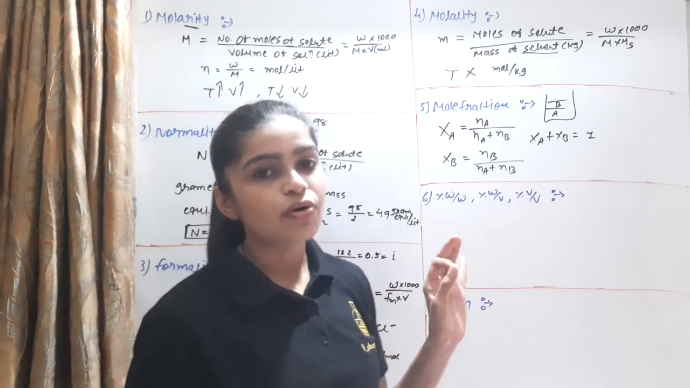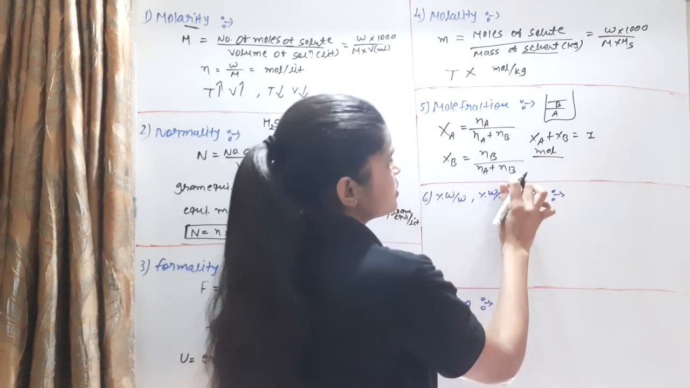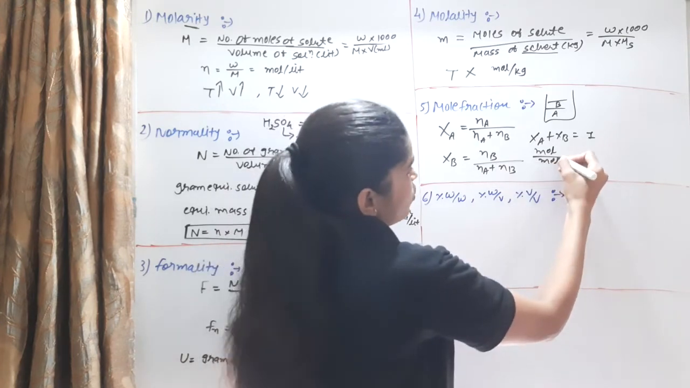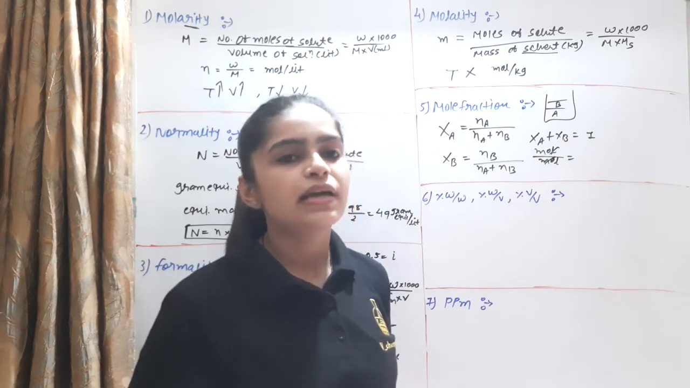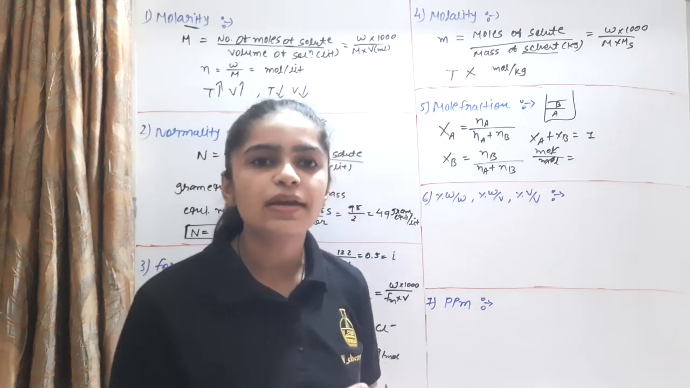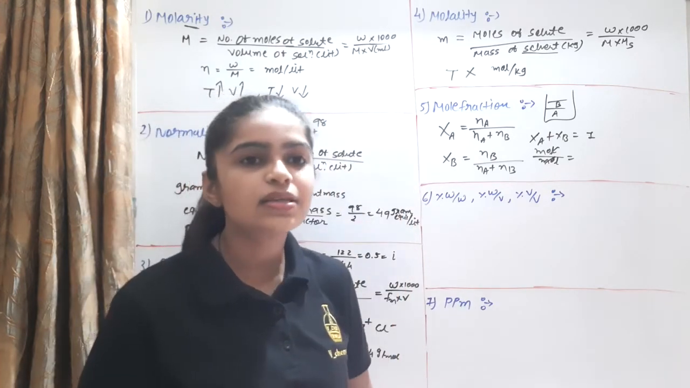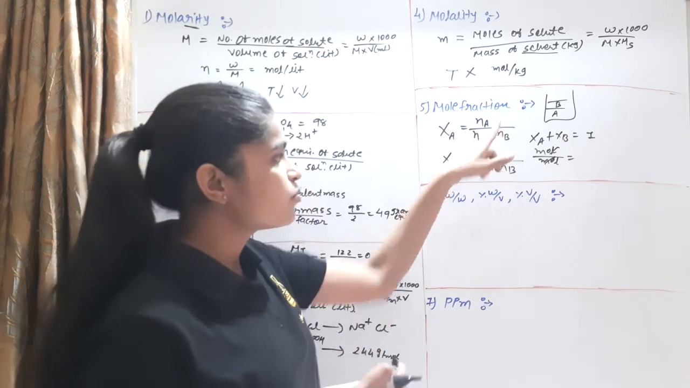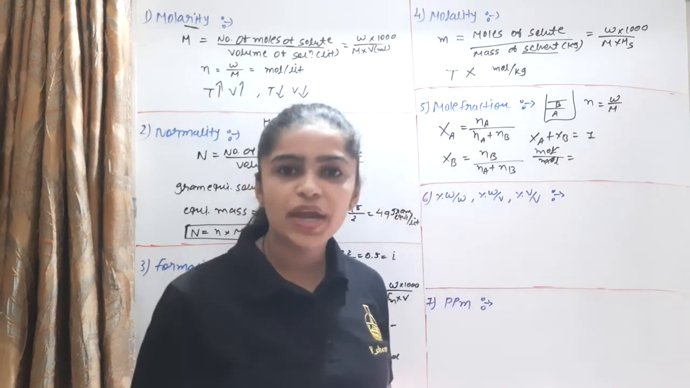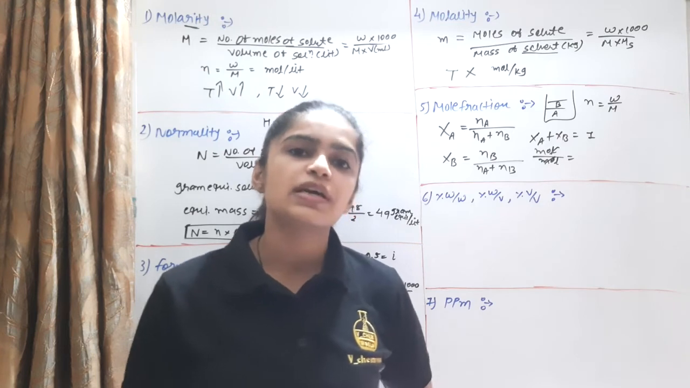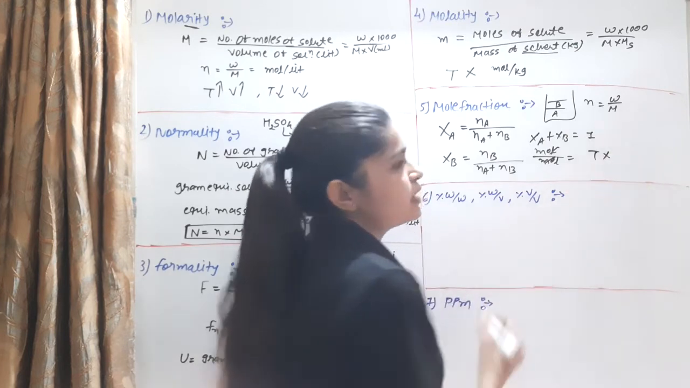Next is the unit of mole fraction. This N means mole and this is also mole. So the moles cancel out. Mole fraction is unitless. Next, is the factor temperature dependent or independent? This is temperature independent. Why? Because we know that mole is equal to weight upon molar mass, so in the mole no volume is present. Where volume is absent, it is temperature independent. So mole fraction is temperature independent.